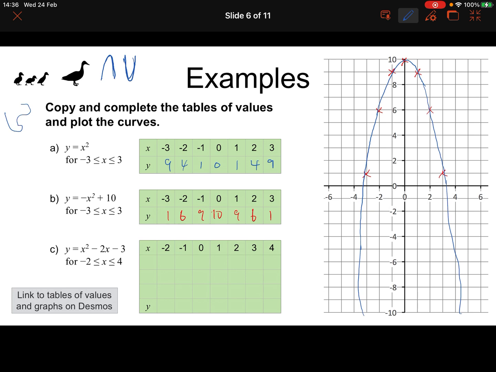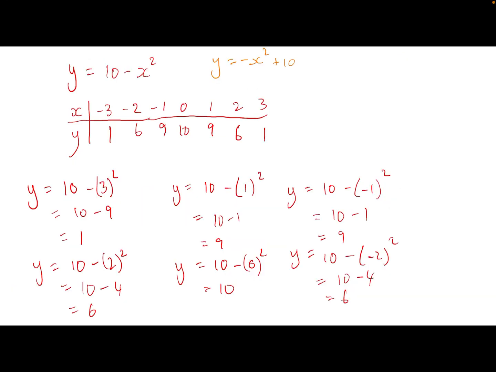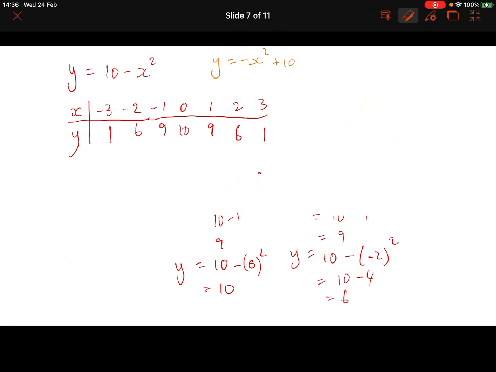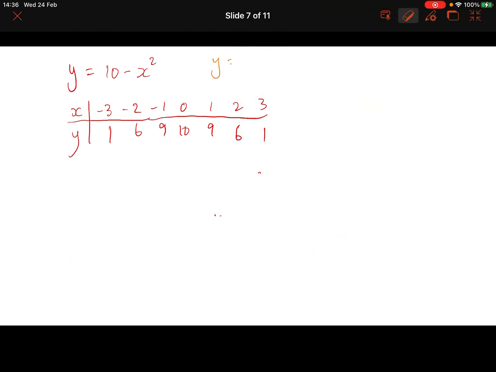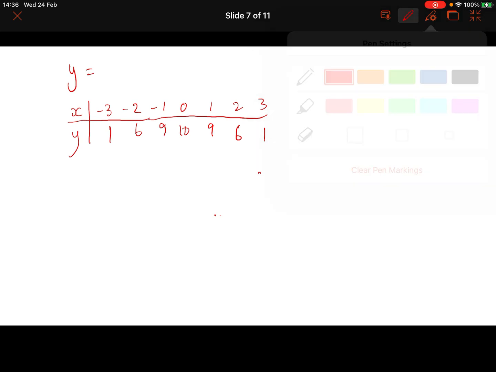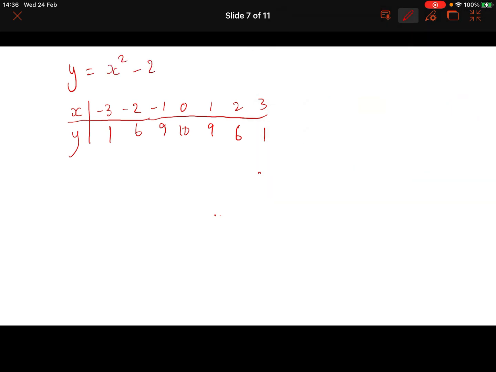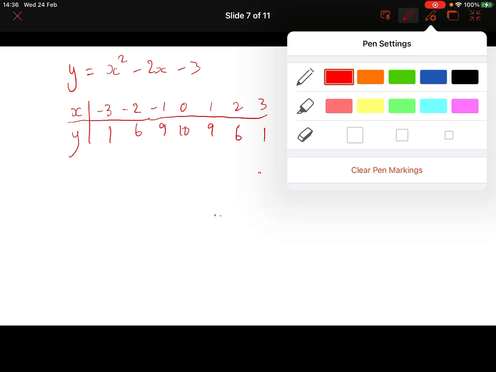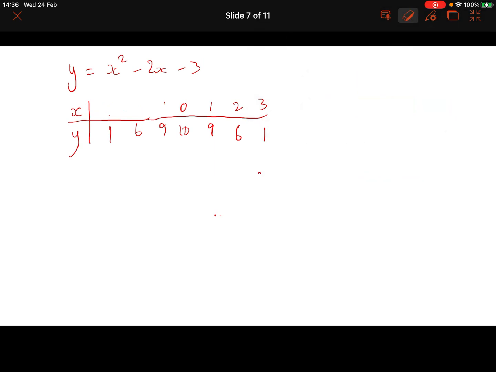Okay? Right, let's do the last one. y equals x squared minus 2x minus 3. So let's delete all of our other working out. It was x squared minus 2x minus 3, I believe. And this time the x values have changed. We only want it between minus 2 and positive 4. So I need to change these.